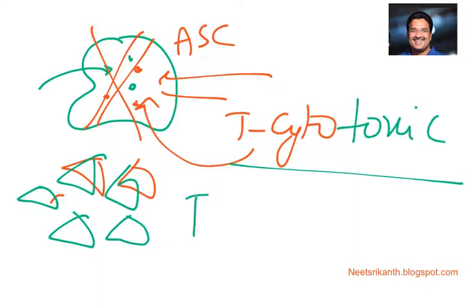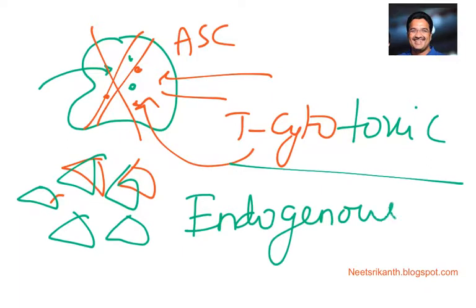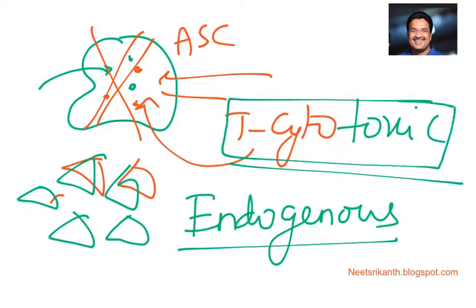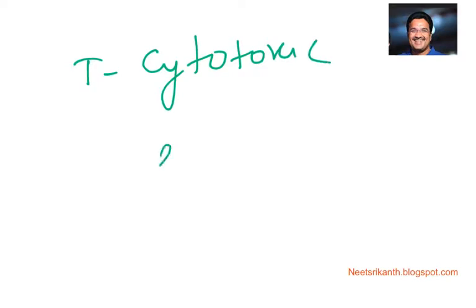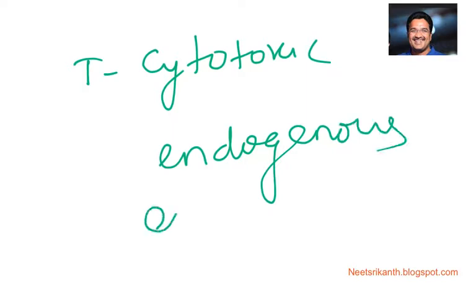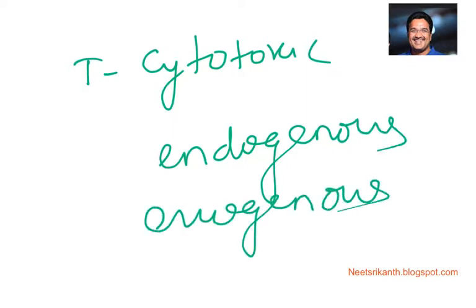That means for endogenous antigens, the microbes which can enter into the cells, the best possibility is T cytotoxic cells. You may have seen in part 2 that cytotoxic cells also act against exogenous antigens, but they are more effective against endogenous antigens which have entered the cells of our body.